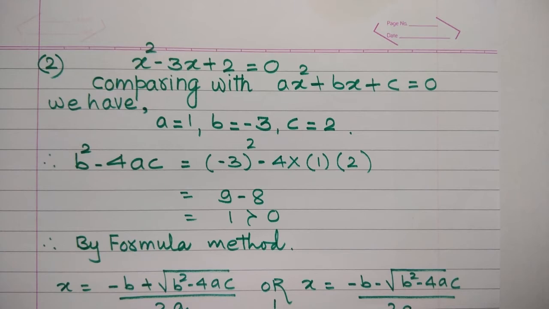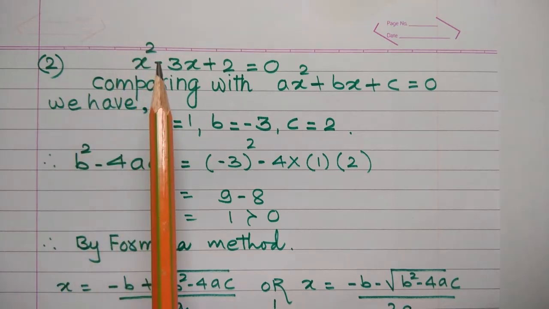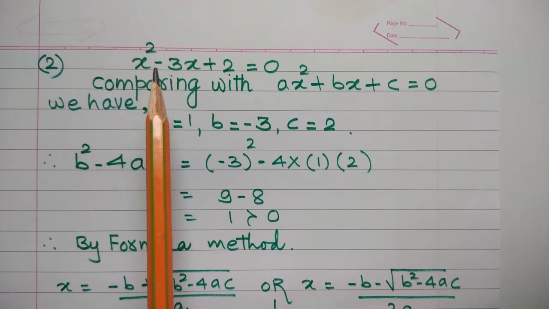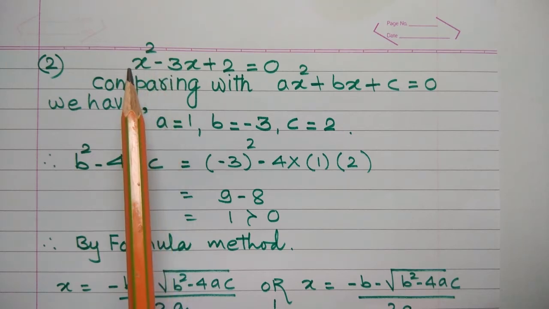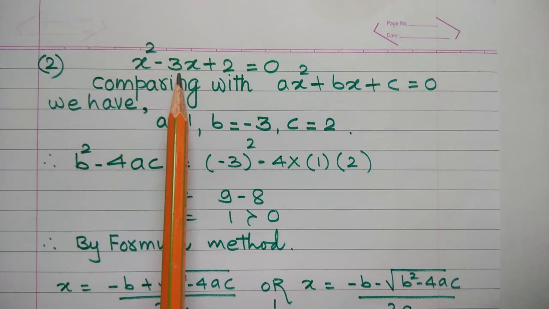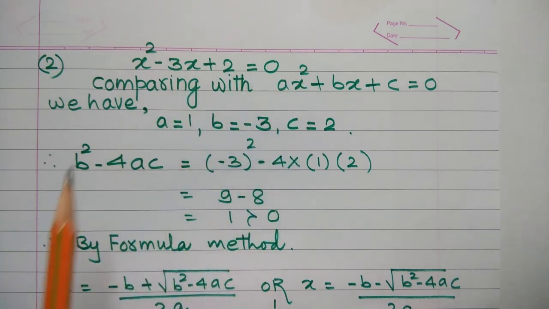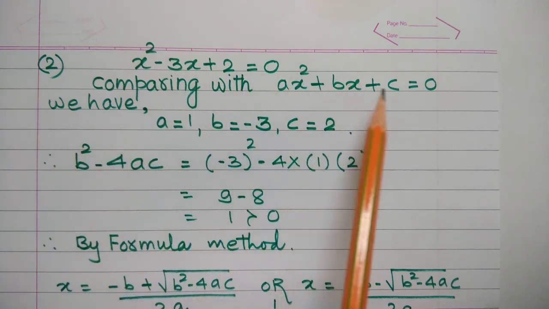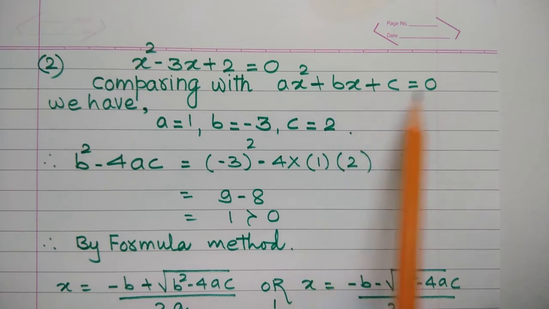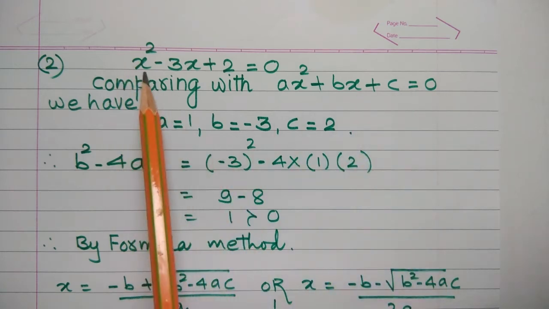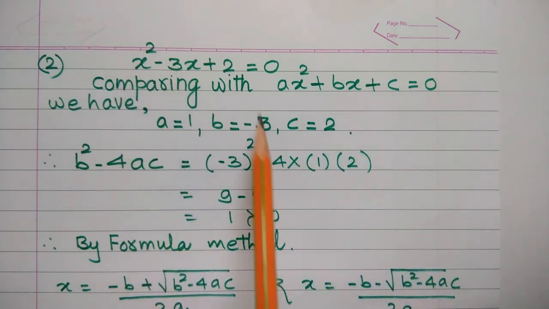So here is example number 2. We have to solve it once again by formula method. The example is x square minus 3x plus 2 is equal to 0. So after comparison with ax square plus bx plus c is equal to 0, you have a is equal to 1, b is equal to minus 3 and c is equal to 2.